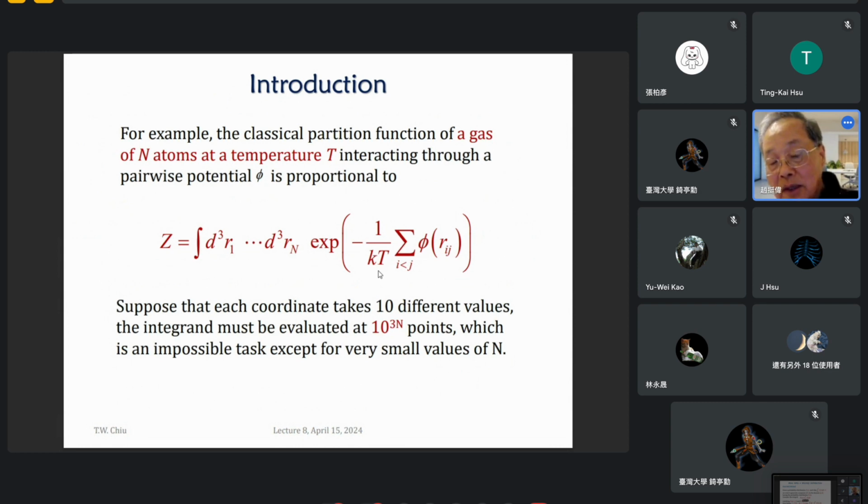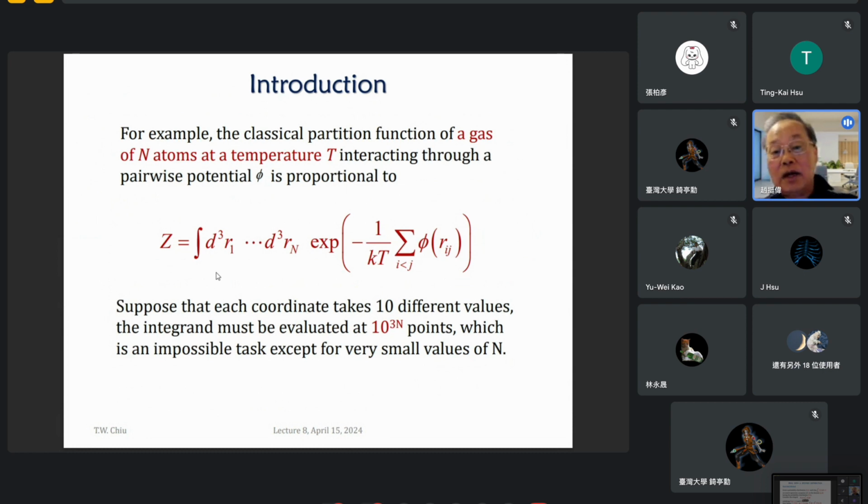Since each atom can be at any position, I have to do the partition function, a sum over all possibilities of such a probability. Each configuration has a probability proportional to this Boltzmann factor. So the partition function is the sum over all the probabilities. That means to sum over all possible configurations, and each atom has three coordinates. So I have a three-dimensional integral, and this R is supposed to run from minus infinity to plus infinity.